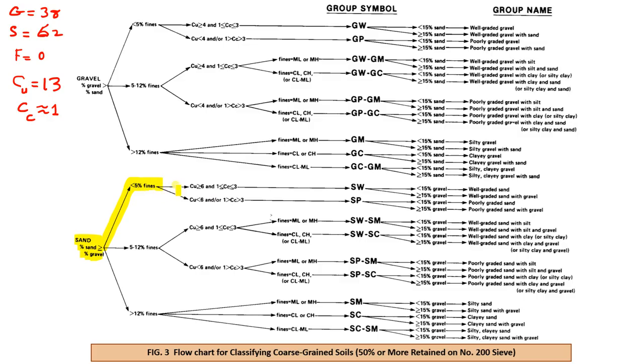Okay, CU value is 13, definitely more than 6. So it's a well graded sand. Now we have to look at what is the percentage of gravels. 38, more than 15. So this second line is our classification. So this is the classification. It is well graded sand with gravel.